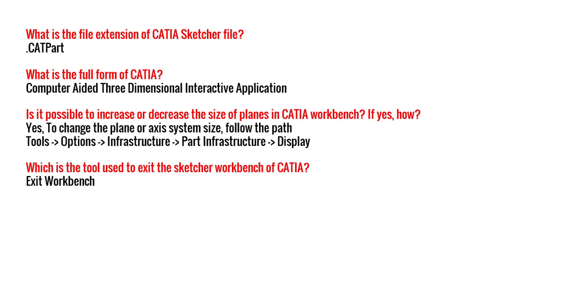Next question can be, which is the tool used to exit the sketcher workbench of CATIA? Once we are done with the work in the sketch, we have created the sketch, we have modified the sketch, and made our sketch fully constrained. Now, how to exit from the environment? What is the name of the tool by which I will be able to exit from the sketcher environment? So the name of the tool is exit workbench. There is a toolbar, and in that, the exit workbench tool is there. I'll click on the exit workbench tool, and I'll be able to exit from the sketcher environment.